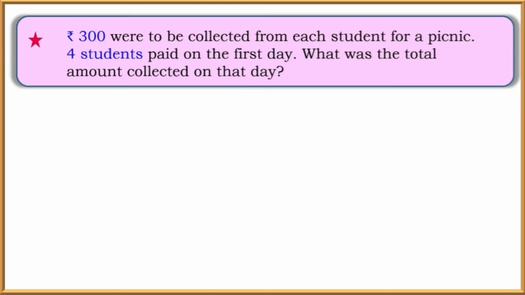So, to find out the total amount collected on that day, on that first day, what we will do? We will take 300 4 times.